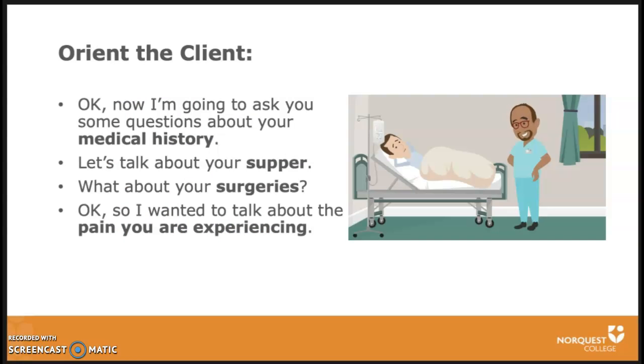Orient the client. You might have had an orienting statement at the beginning of your conversation or as you transition to a new topic. The purpose of the statement is to orient your client to the topic and focus them on what you want to talk about. Listen to the following orienting statements.